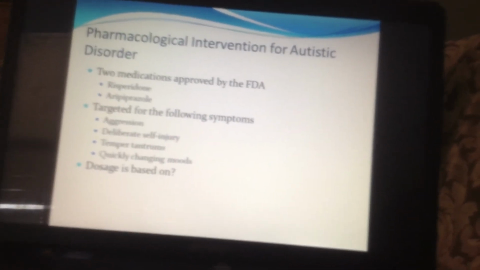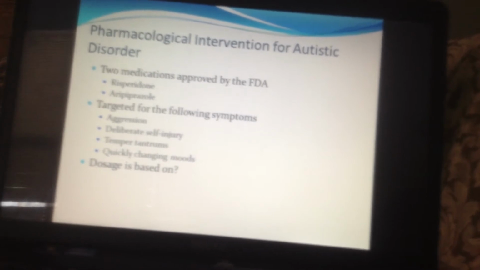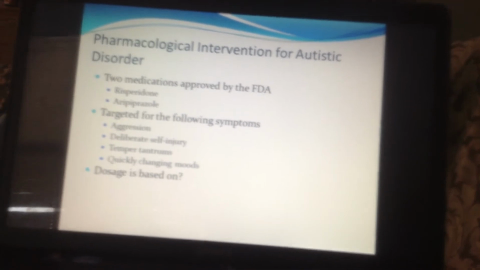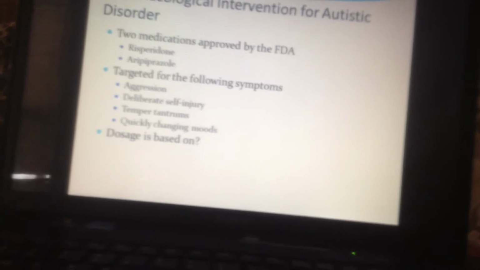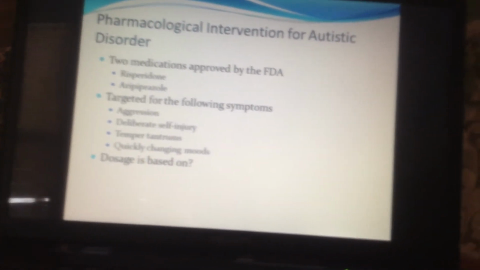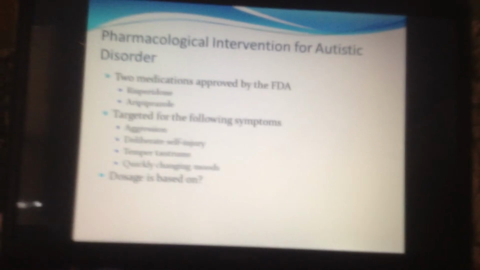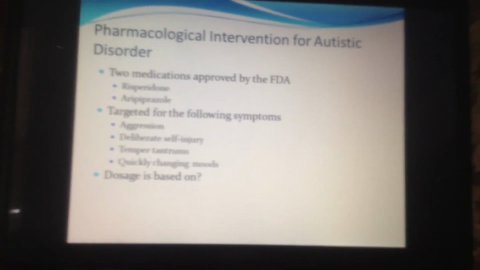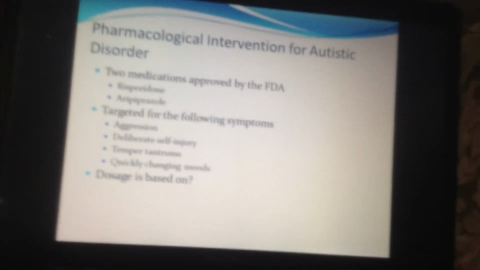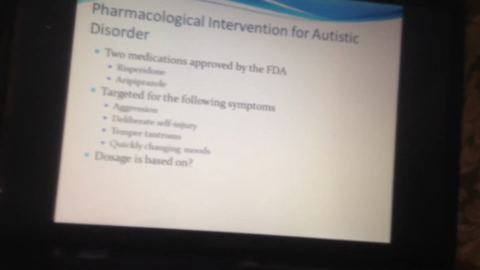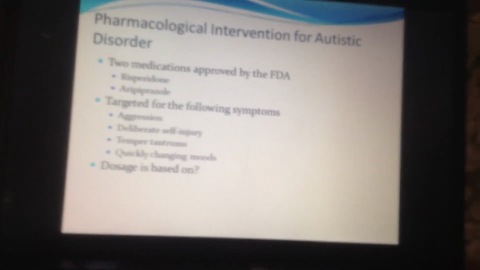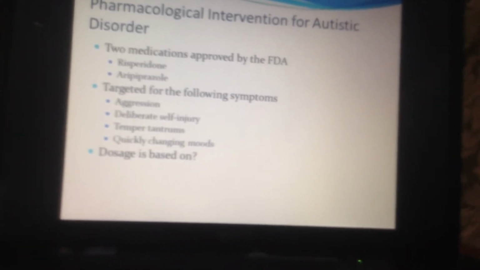Okay, so what I want to focus on is medication. So when we look at medications, these are the two medications that have been approved by the FDA, which is your Risperdal and your Abilify. So these are both antipsychotic medications, and most of the time, why would someone get this medication? It is basically if they are aggressive, if they show a lot of self-harming behaviors, temper tantrums, quickly changing moods. Those would be reasons why your client would be getting those antipsychotics.